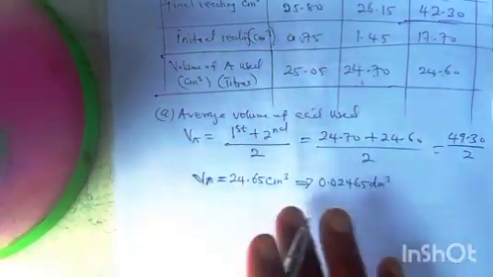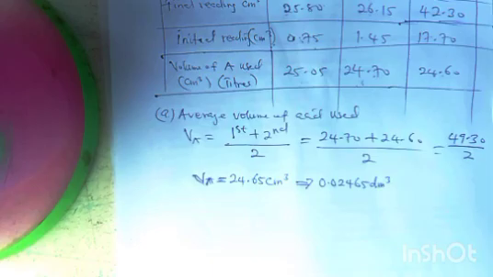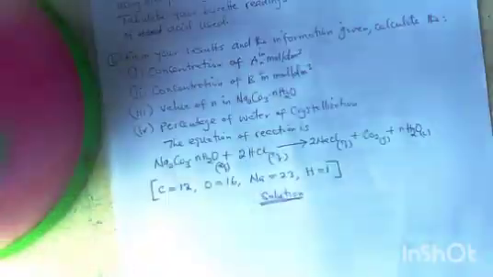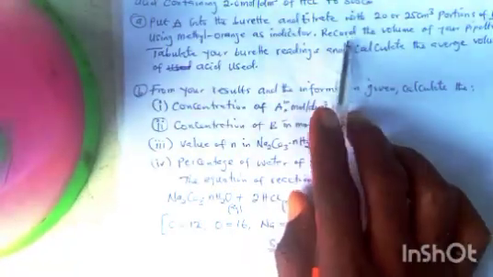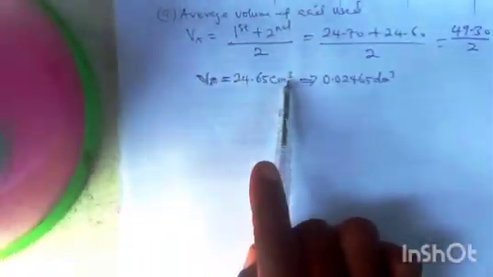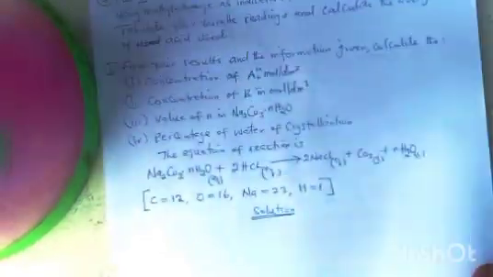That is why I say average volume of acid. From the question, you say we should what? Tabulate your readings and calculate the average volume of acid. So this is the tabulated reading. You can see that this is the average volume of acid that we have gotten from that question A. It's very, very important.